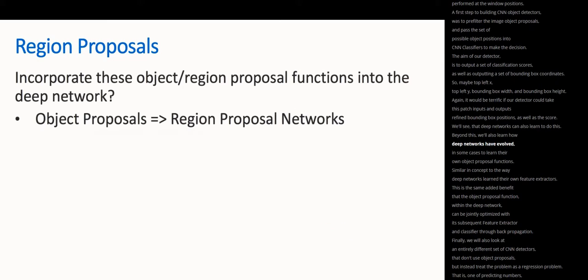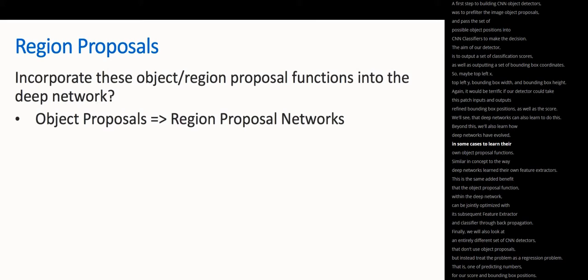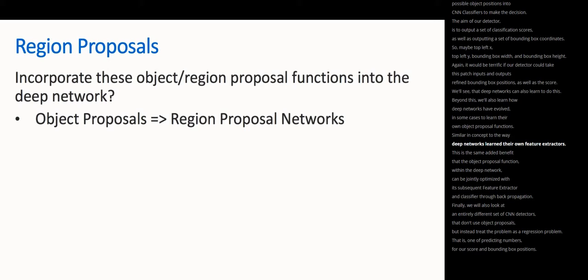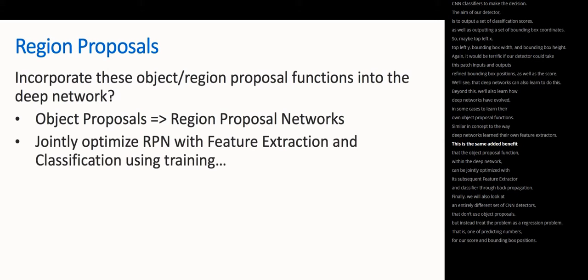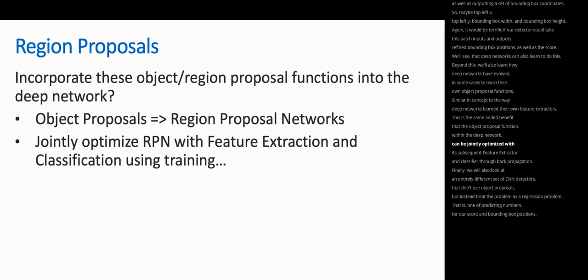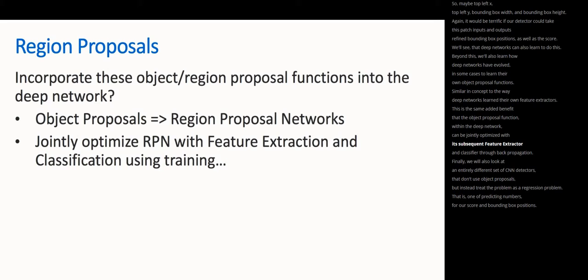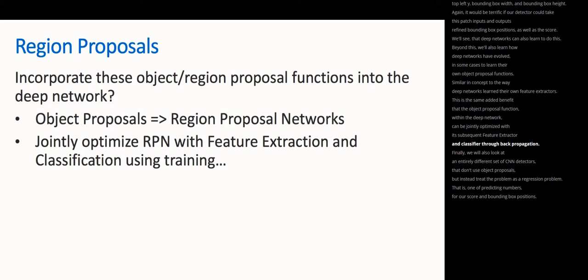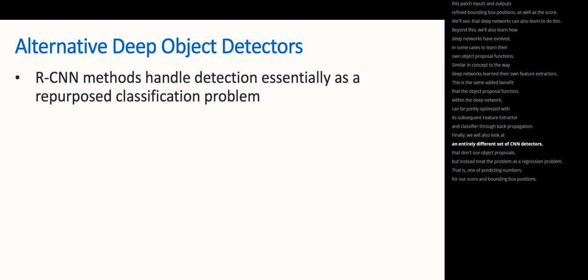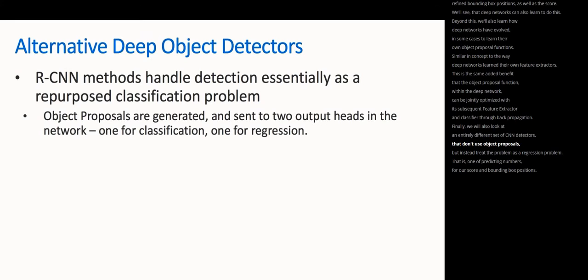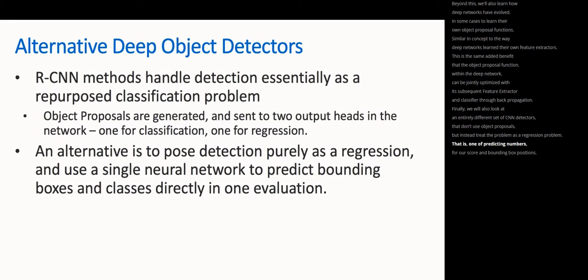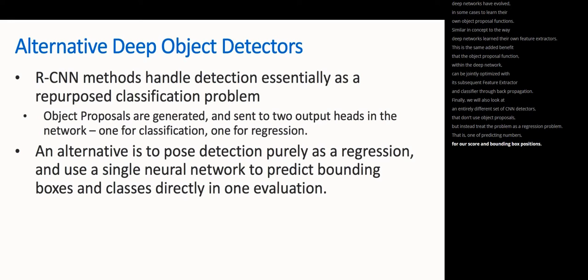Beyond this, we'll also learn how deep networks have evolved, in some cases, to learn their own object proposal functions, similar in concept to the way deep networks learned their own feature extractors. This is the same added benefit that the object proposal function within the deep network can be jointly optimized with its subsequent feature extractor and classifier through back propagation. Finally, we will also look at an entirely different set of CNN detectors that don't use object proposals, but instead treat the problem as a regression problem. That is, one of predicting numbers for our score and bounding box positions.